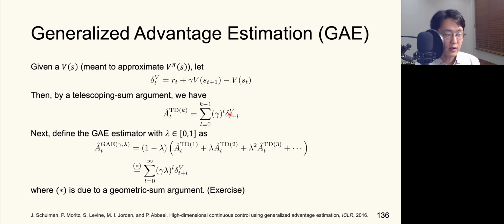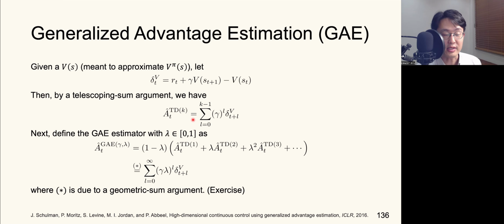Okay, so here is the definition of the GAE estimator. The GAE estimator is defined for lambda between 0 and 1 in this way. Note that we have a sum of TD1, TD2, TD3, and it's weighted in an appropriate way. Through a geometric sum argument, we can write it in this way, where this GAE estimator is, again, a discounted sum of all the deltas, but the discounting is done in a different, more aggressive way.